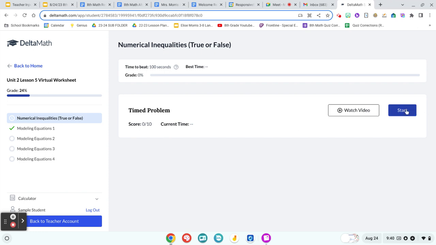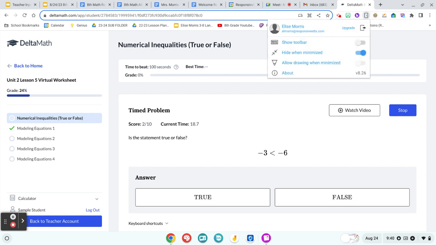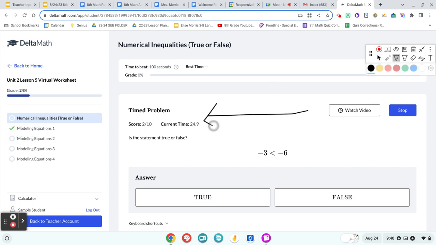That's what's important. All right, is 8 less than 2? No, false. Is 5 less than -3? No. Is -3 less than -6? Okay, so we need to think about this. What I want you to think about is drawing a number line on your paper and find 0.